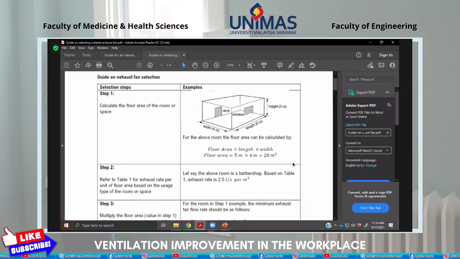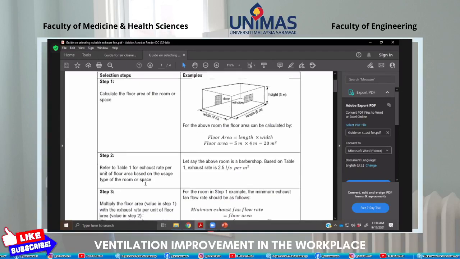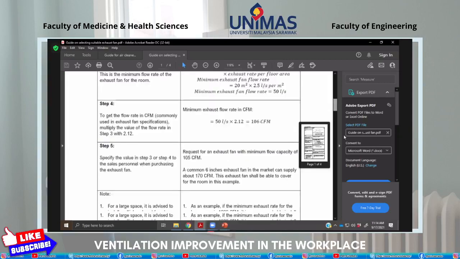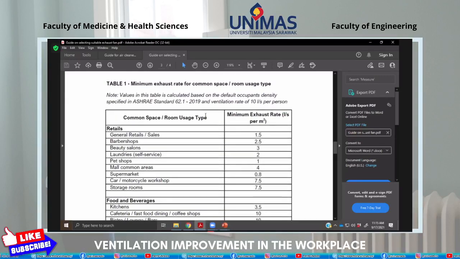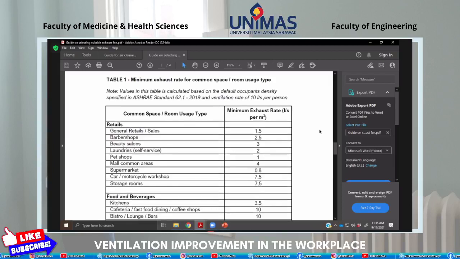For step 2, we need to determine the exhaust rate per unit floor area. So per square meter, how much is the exhaust rate? At the end of this document, there is table 1. Table 1 is the minimum exhaust rate in liters per second per square meter. You have to multiply this value with the floor area. Just to let you know, the values in this table are estimated based on the default occupant density in ASHRAE 62.1, and also based on the recommended ventilation rate of 10 liters per second per person. You can see that there are various values depending on the type of occupancy.